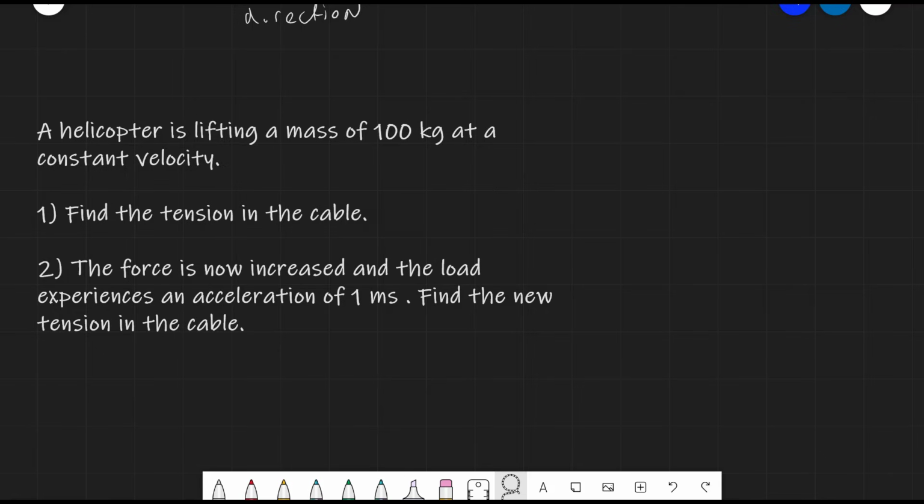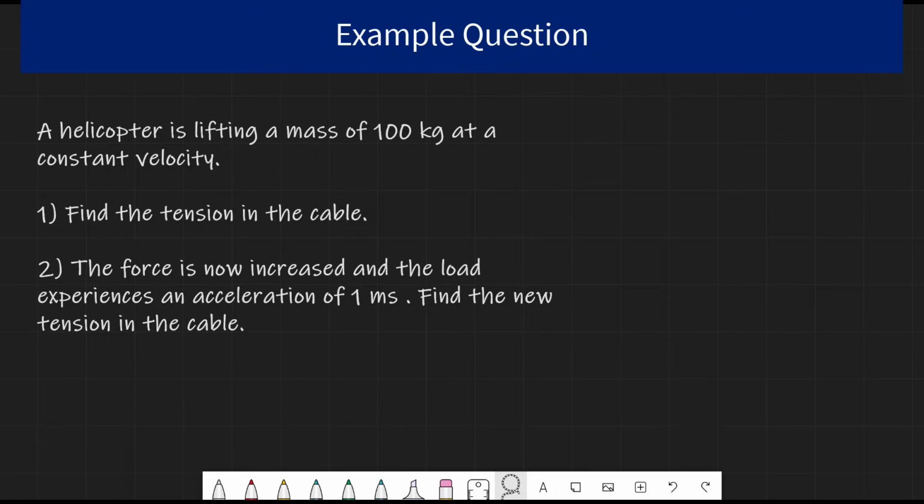Okay, so let's apply what we've learned so far to a little problem. We have a helicopter which is lifting a mass of 100 kg at a constant velocity. What we need to do is find the tension in the cable. Imagine that this here is our mass. What forces are acting on it? First off, we have the weight, which is acting downwards. We're also going to have a force of tension. Now, the next bit is really important. Let's do that in a different color.